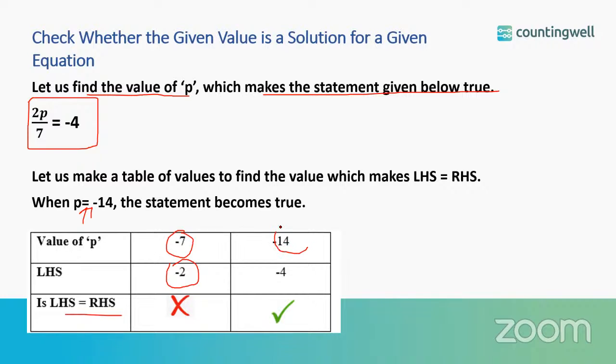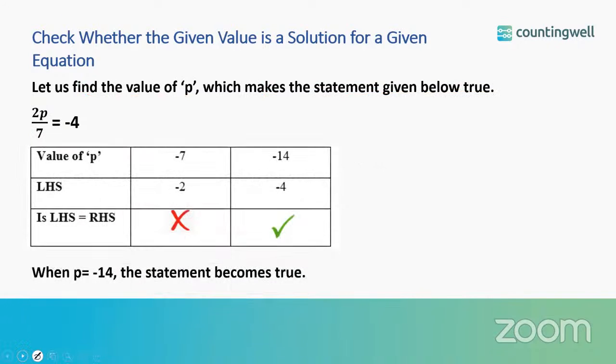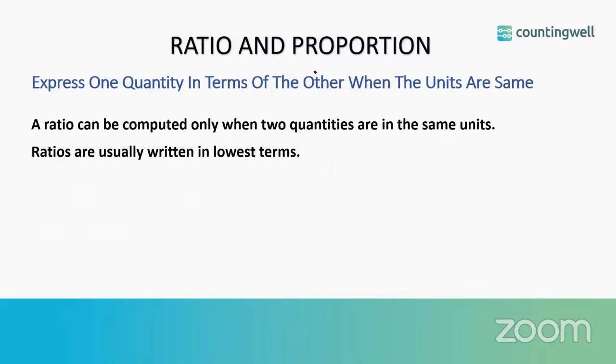So we substitute p equals minus 14. If we put p is equal to minus 14, we'll get 2 into minus 14, that is minus 28, divided by 7, as minus 4. That's why when we are having p is equal to minus 14, LHS is equal to RHS. So when p is equal to minus 14, the statement becomes true.